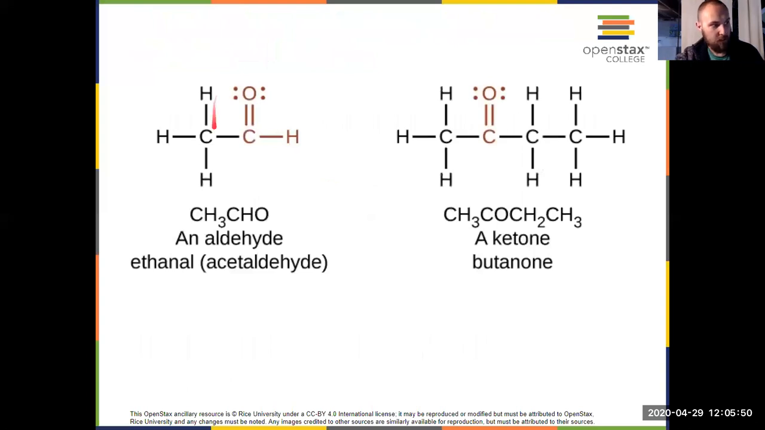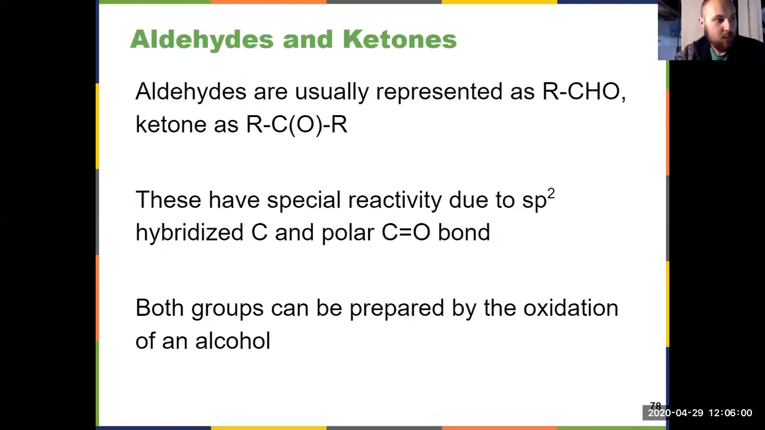Here, we see a C double bond O and an H, that's an aldehyde. Here we see a C double bond O in the middle of two C's, that's a ketone. These are the symbols to show how they're represented in condensed formulas, like if we're writing a formula on the line. CHO indicates an aldehyde, and an O in parentheses indicates a carbonyl.